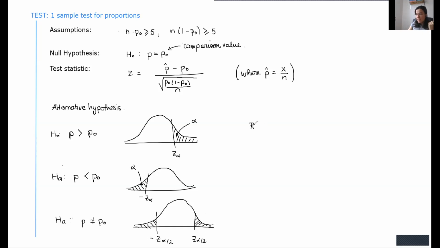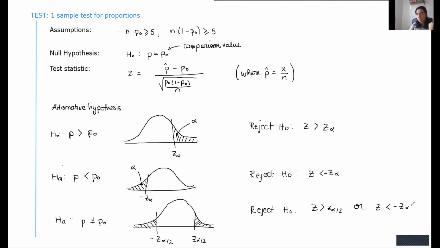So that means that here I'll reject H naught if what? Well, if my test statistic is larger than Z alpha. Then reject H naught if Z is smaller than Z alpha with a minus in front. And for the last case, I'll have enough evidence to contradict my null hypothesis if either Z is larger than Z alpha over 2 or Z is smaller than minus Z alpha over 2.